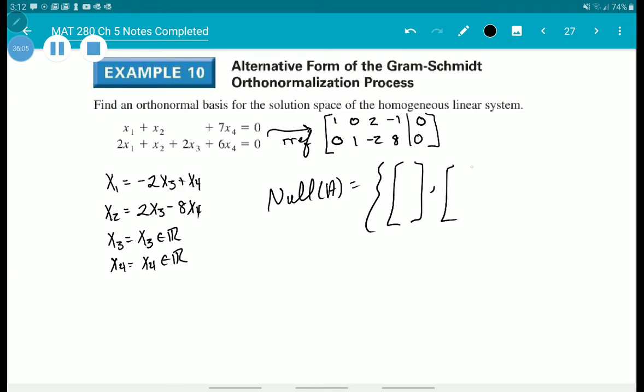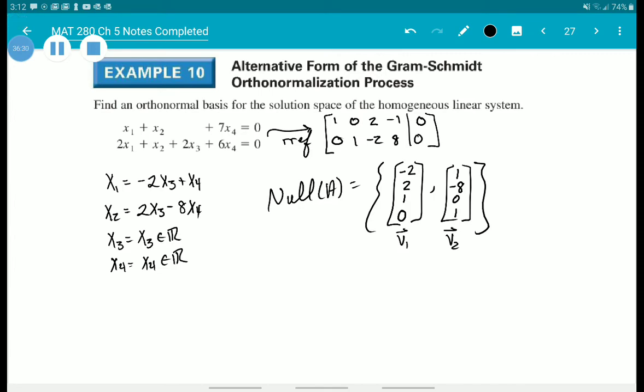It's going to have two vectors in it. Coefficients of x3 are that. Coefficients of x4 are that. So there's our V1 and our V2, and we've defined those. So that's the basis for the solution space of the homogeneous system. In other words, that's the basis for the null space.